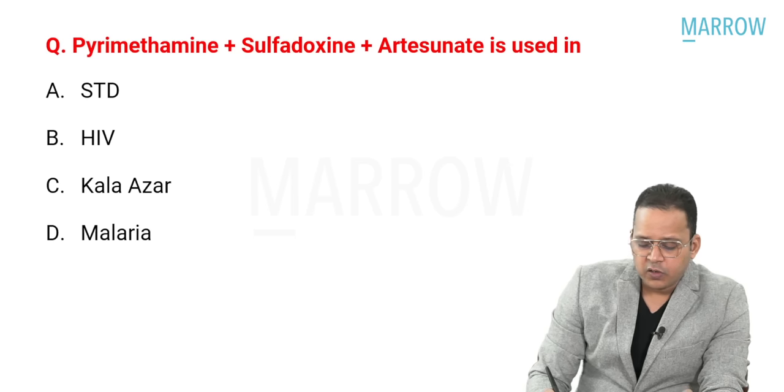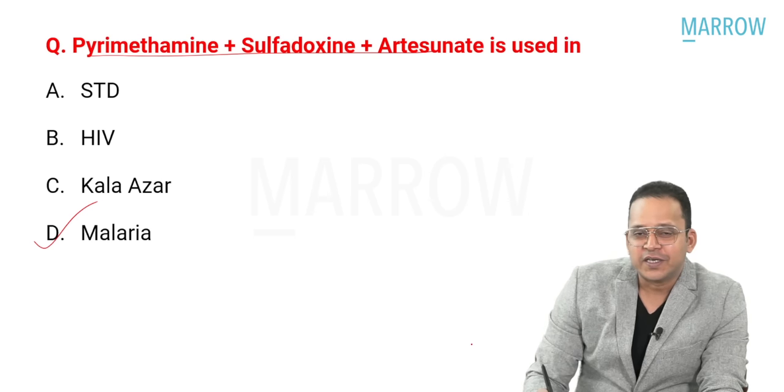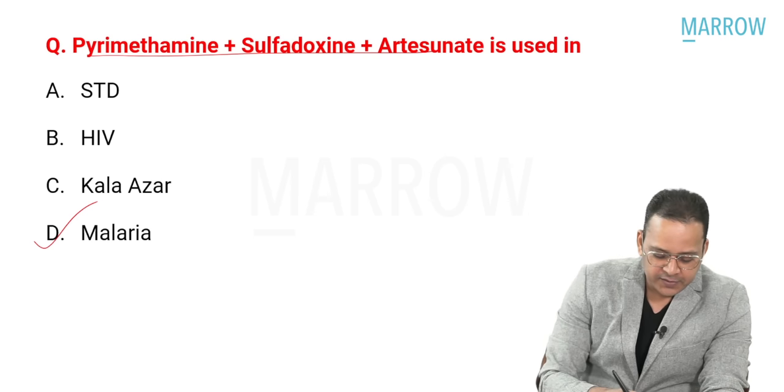Pyrimethamine plus sulfadoxine plus artesunate is used in. It is used in malaria. So an easy one. It's an easy one, right?